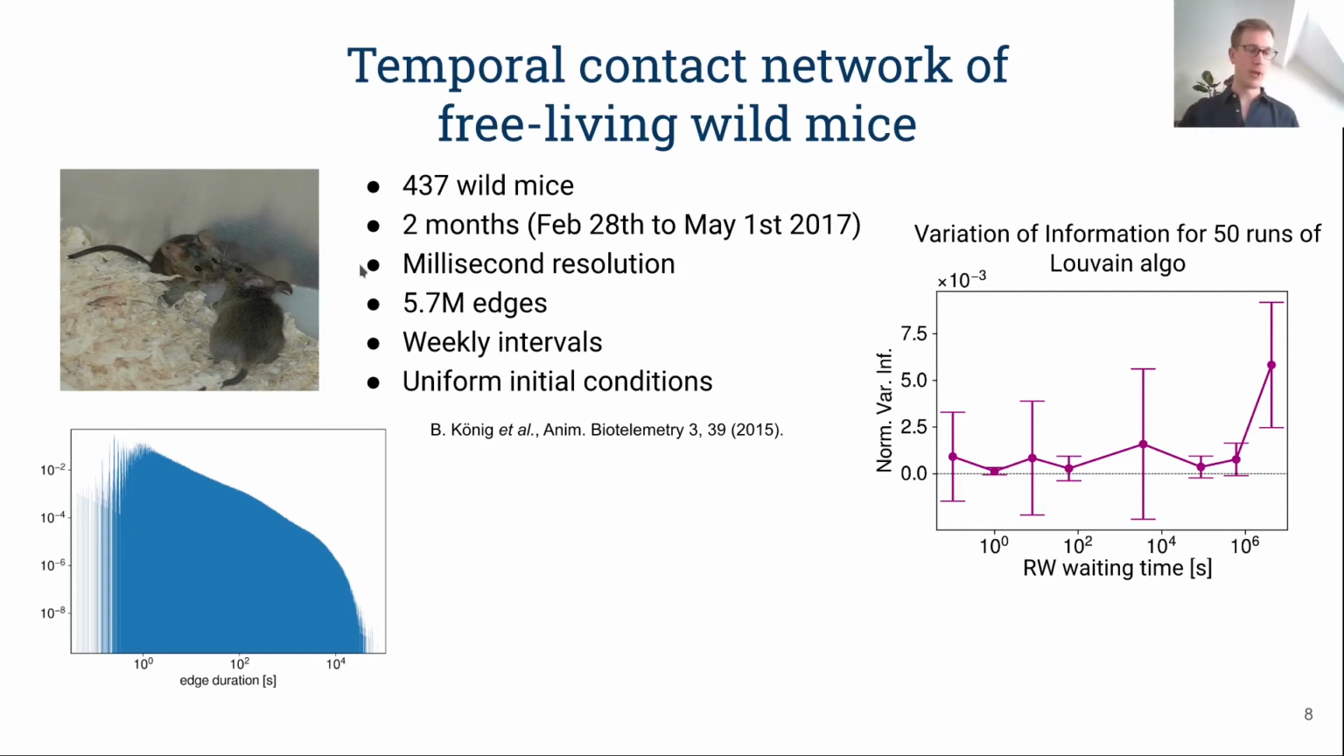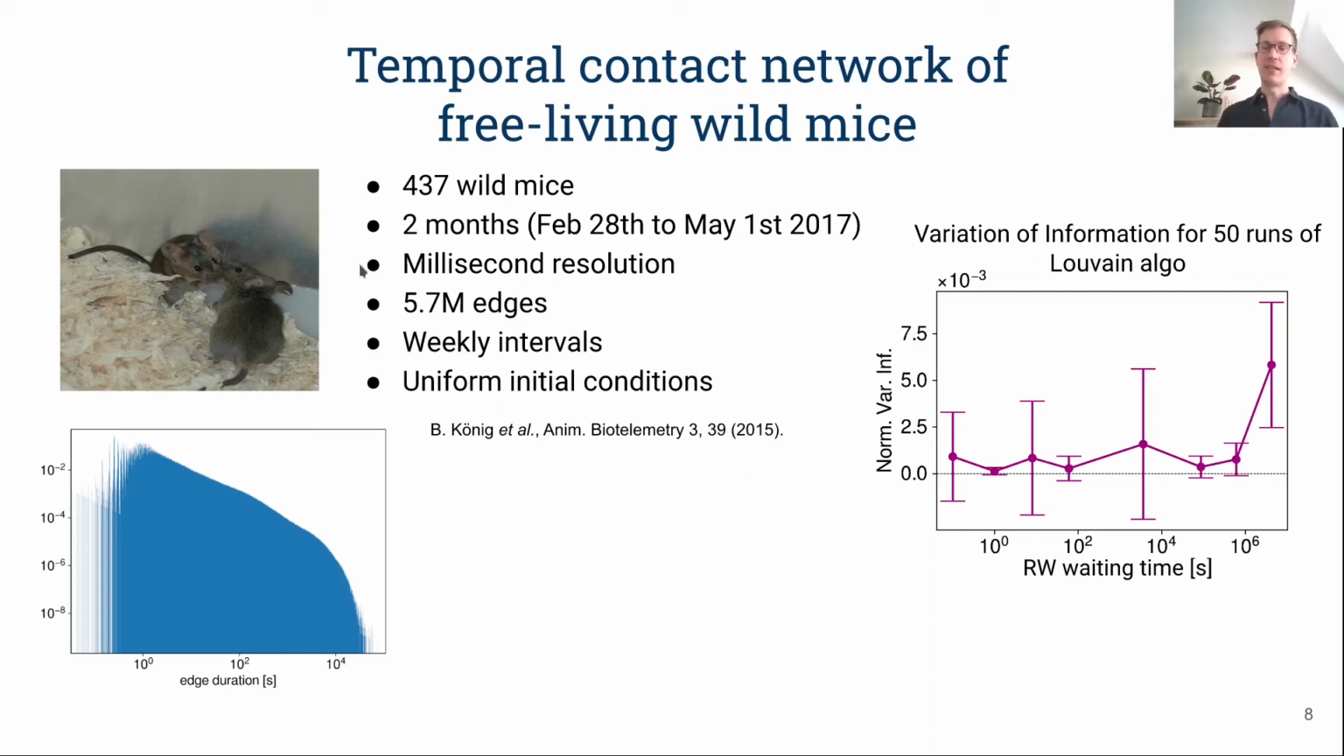So to give you a few examples, here we have a dataset which records the contact between 3 living wild mice that live in the countryside freely, but they record the interaction when they are inside nests. So this is 2 months of data with a very high resolution. And what we did is that we look at weekly intervals, and for each week we start a random walk process with uniform initial conditions, forward and backward, and we find the forward and backward partitions.